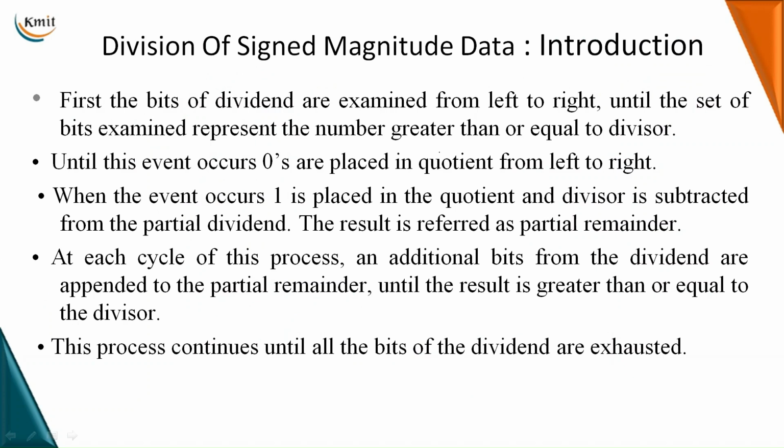At each cycle of the process, an additional bit from the dividend is appended to the partial remainder. You add an additional bit from the dividend to the partial remainder and continue the division process, until the result is greater than or equal to the divisor. This process is continued until all the bits of the dividend are exhausted. Until the dividend bits are completed, you perform the division process. So this is the binary division.